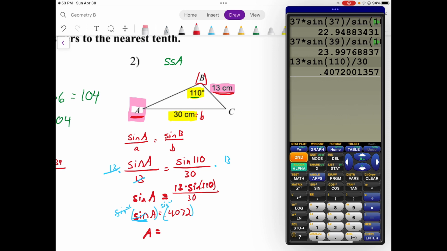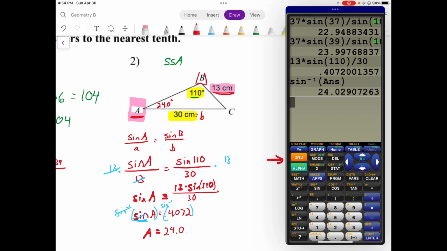So I have to go second sine. And I'm just going to put the previous answer in on my calculator. What I have to do is hit the second button here, and then the answer down here. Close my parentheses, hit enter, and we get 24.0. And I'm going to put 0.0 to show that I went to 2 decimal places. So angle A is 24.0 degrees.